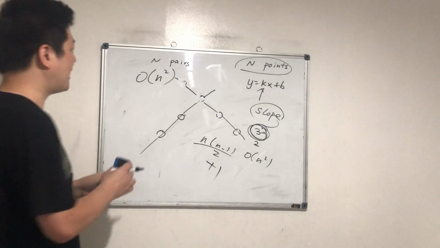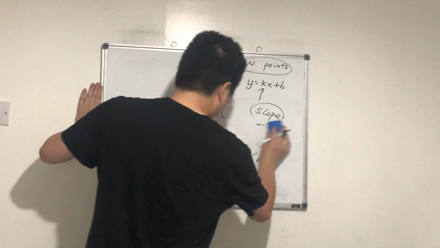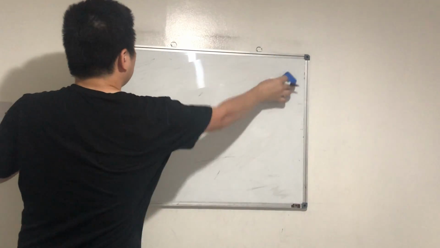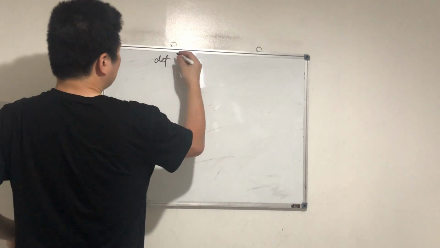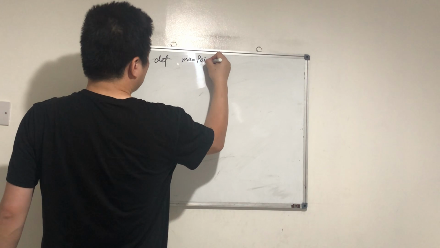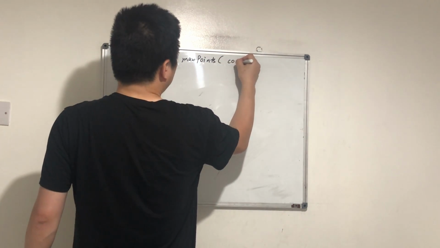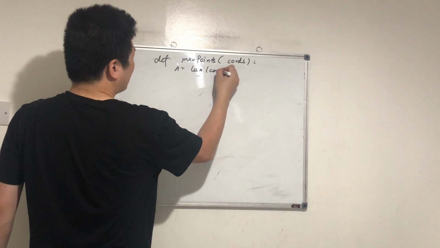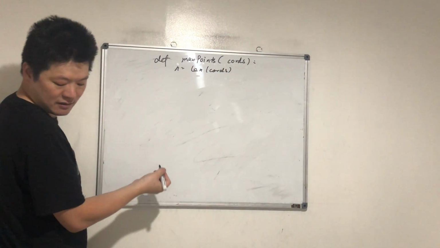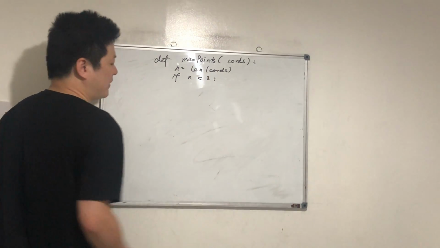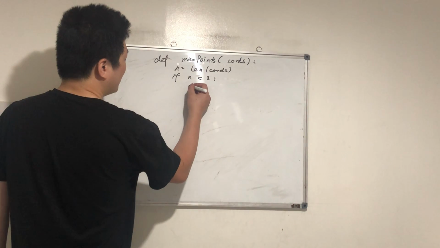Okay, so let's write this quickly. Can you stand up, please? Define max point. And we have coordinates. n will be the length of coordinates. So this is the number of points, yeah? Alright? If n is smaller than 3, what does it mean? If we only have 2 points, how many lines can we have?